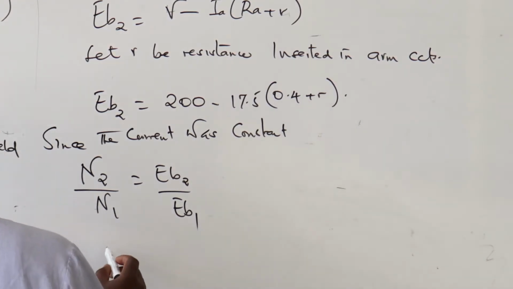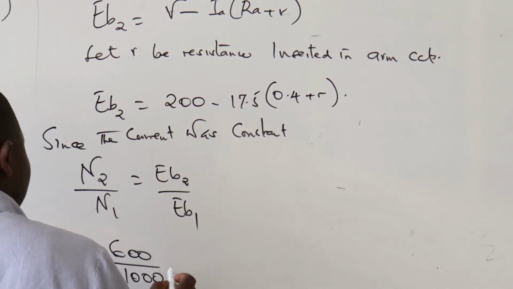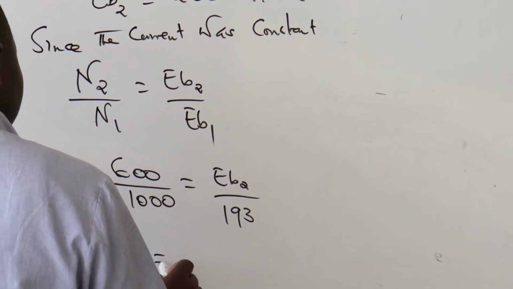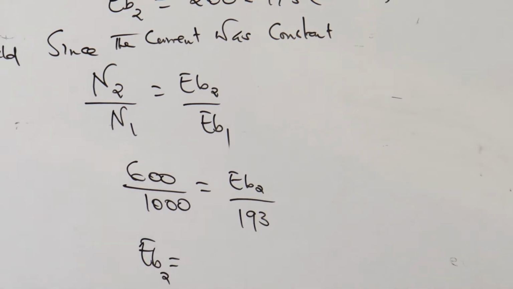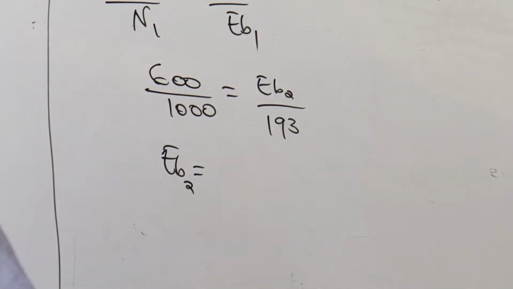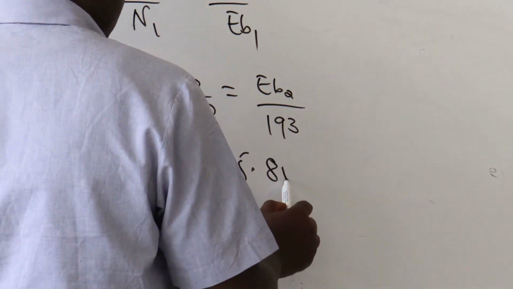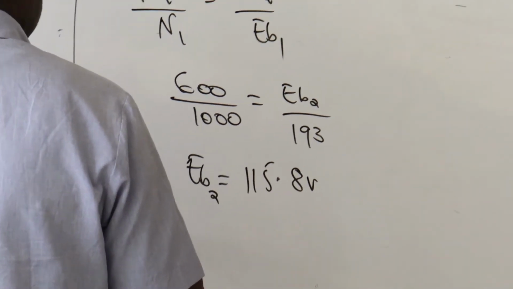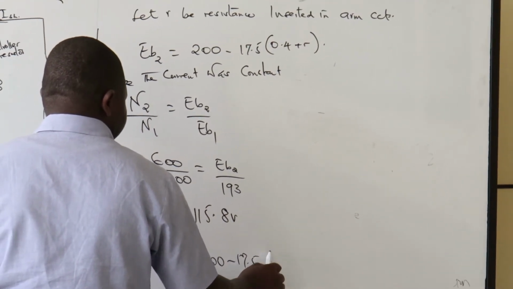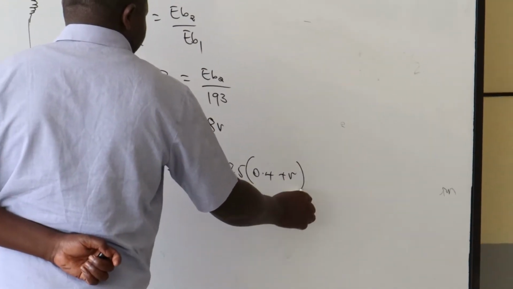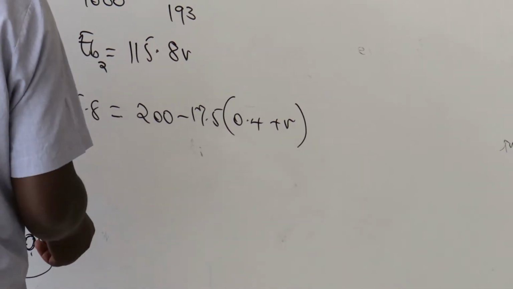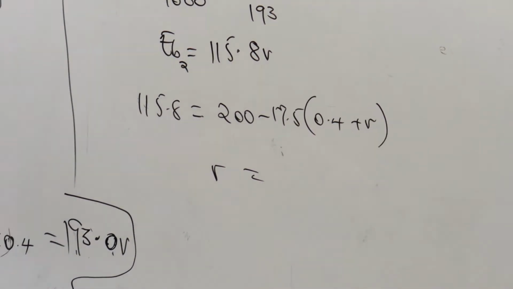So we have N2 600 over N1 1000 is equal to EB2, which we don't know, over EB1, which is 193. So what is EB2? 115.8. So take it back to our equation: 115.8 is equal to 200 minus 17.5 into 0.4 plus R. So work out and get the value of R, whether you're using a calculator or whatever.